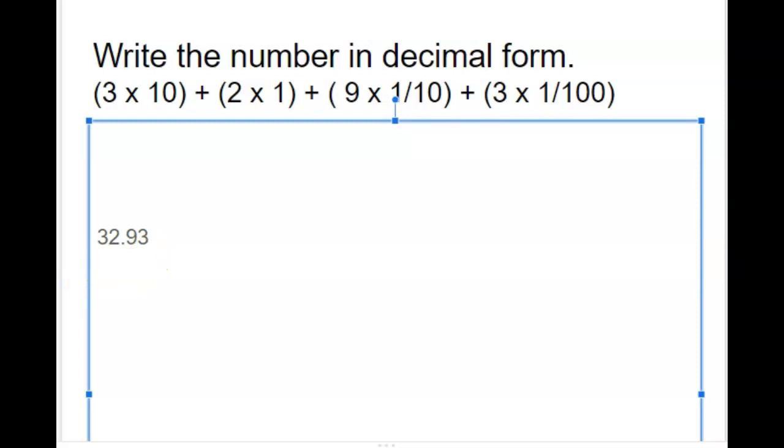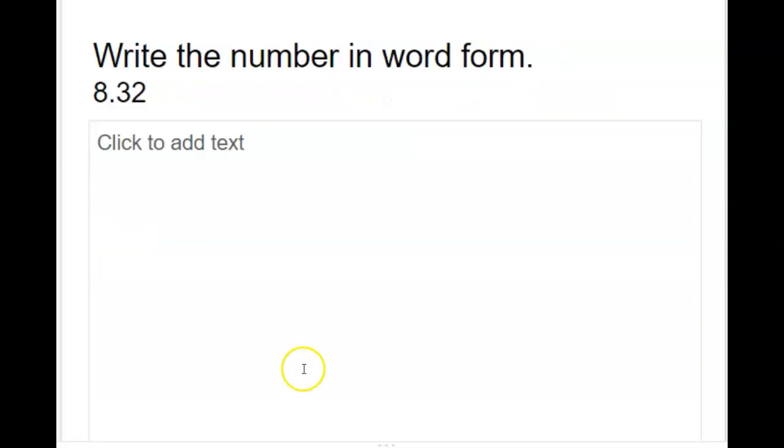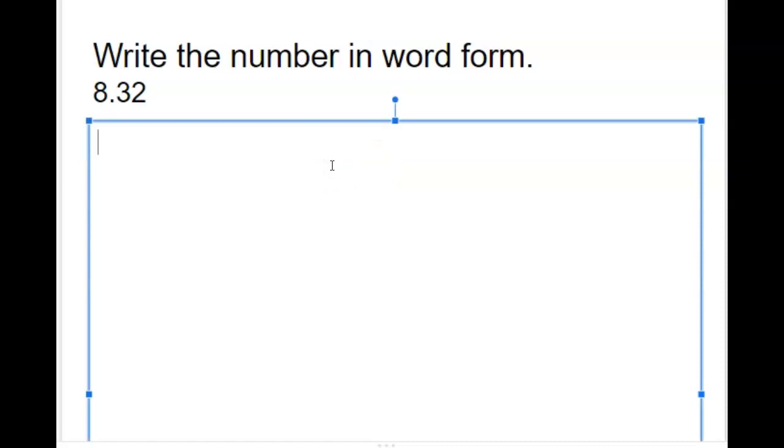And finally, our last example is we're going to write this decimal in word form. And for this, we're going to start again from the left to the right. And we start with an 8. We have a whole number, and it's in the ones place. So I'm going to start and write 8.